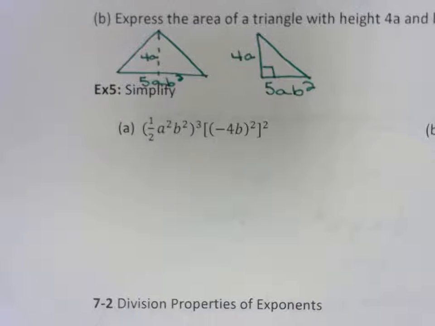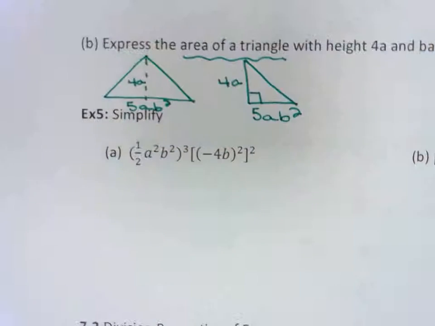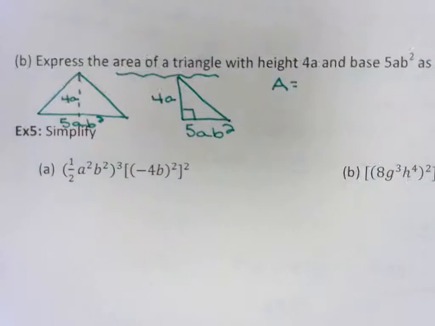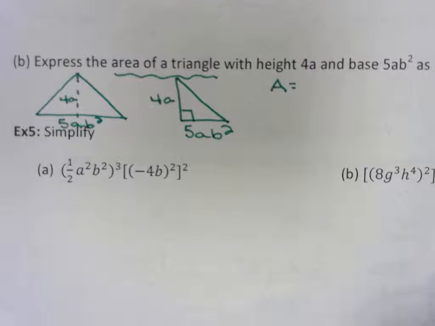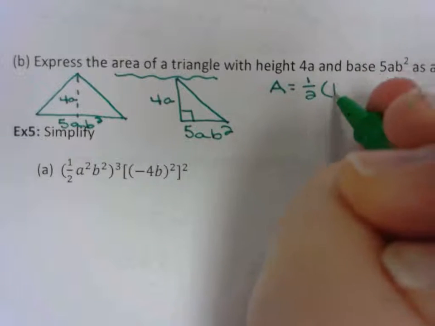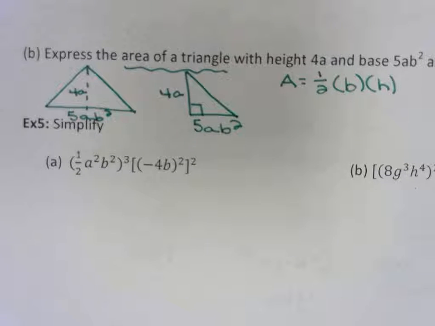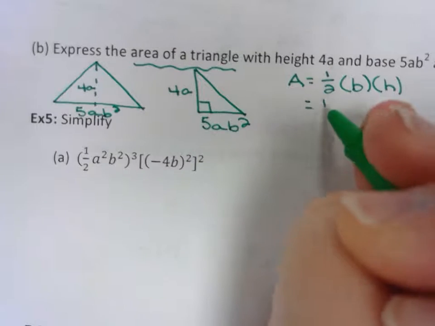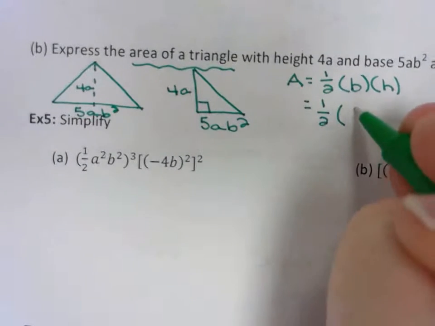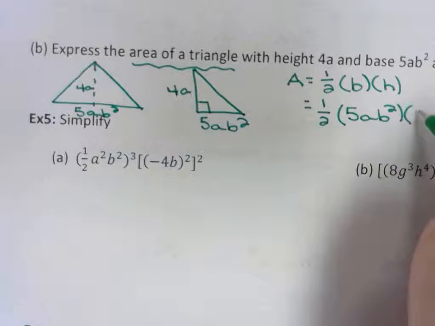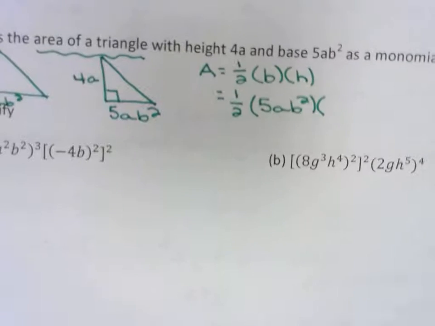Now let's think about this. I want to express the area of a triangle. What is the area formula for a triangle? What was that, Sean? 1/2 base times height. So we're going to start with the area formula, and we're going to plug in what they tell me. I want to represent the area. So I start with 1/2 base times height. What do they tell me the base is? 5ab squared. And what is the height? 4a.